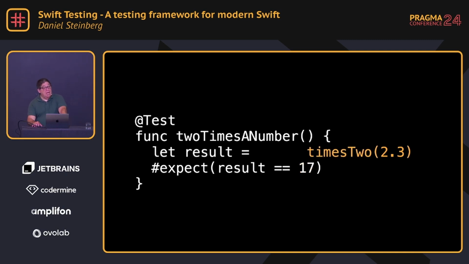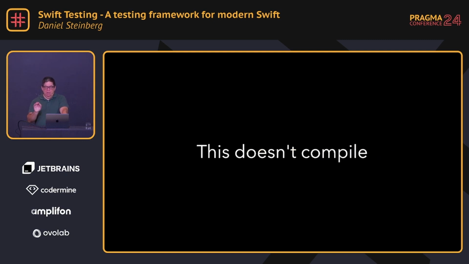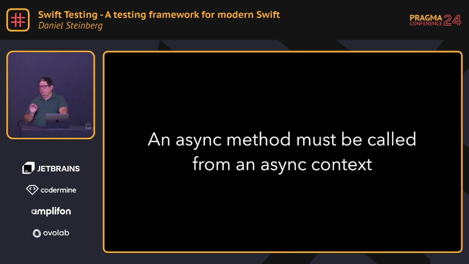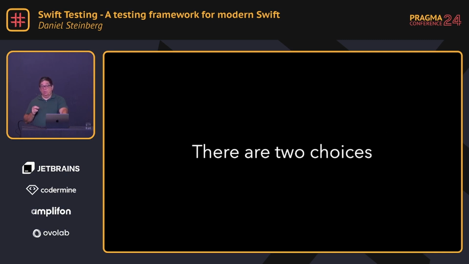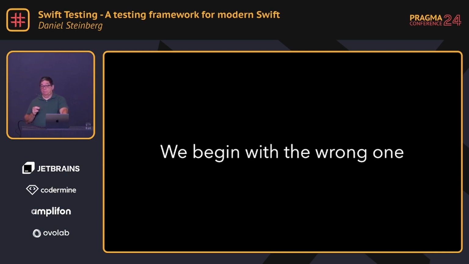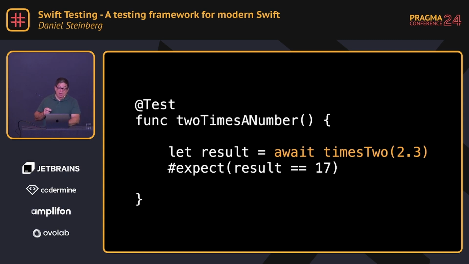So I've got this ×2 that is async. I need to await it. It doesn't compile. And you know the error that it gives. It says an async method or an async call has to happen in an async context. And there's 2 choices, and we're going to choose the wrong one first. The first choice is I can take this async call and I can put it inside a task.